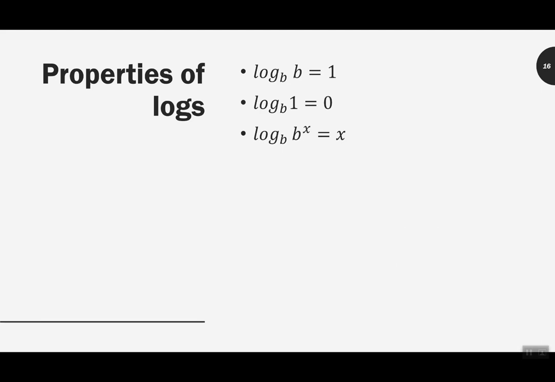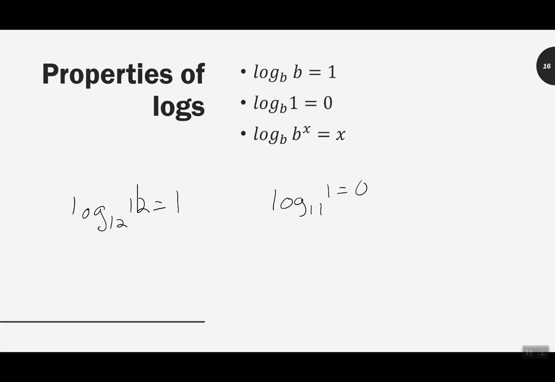A few quick properties that are kind of helpful, and we've used them, but let's just talk about them separately. The first thing is the log base b of b is 1. So anytime the base matches the number we're taking the log of, it's going to give me 1. Like the log base 12 of 12, it would be 1. The log of 1 is always 0. So again, no matter what the base is, so say I had the log base 11 of 1, it would be 0.